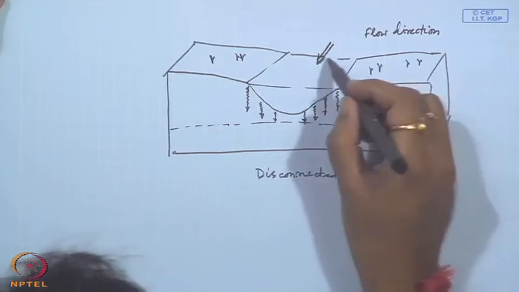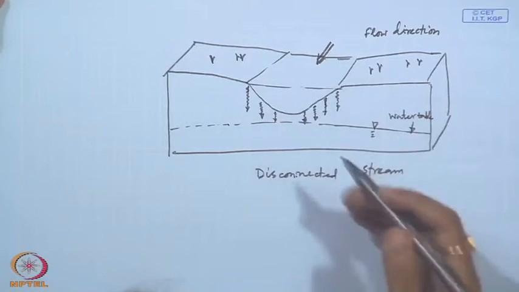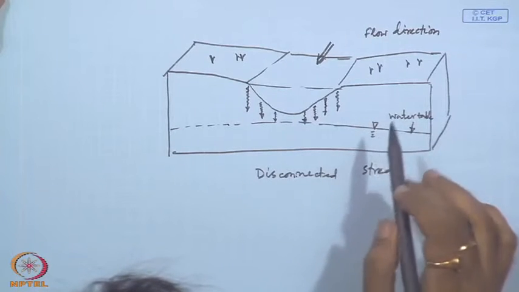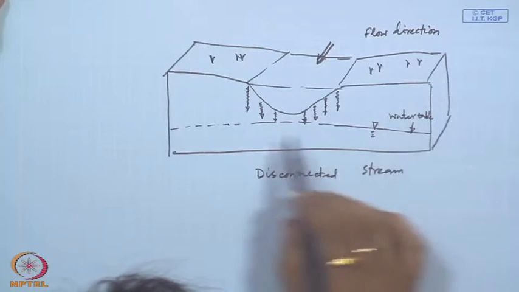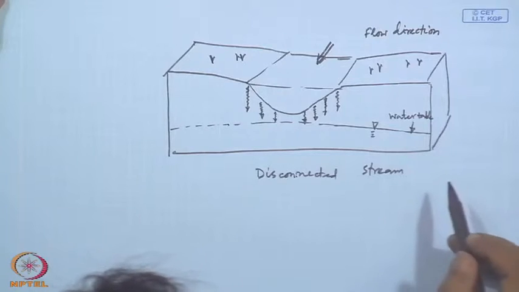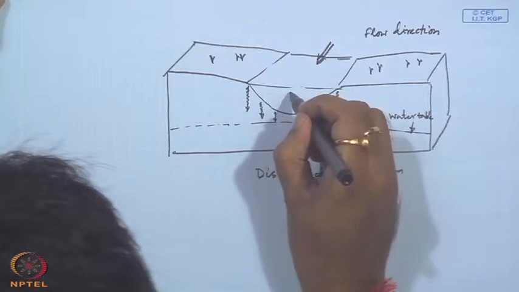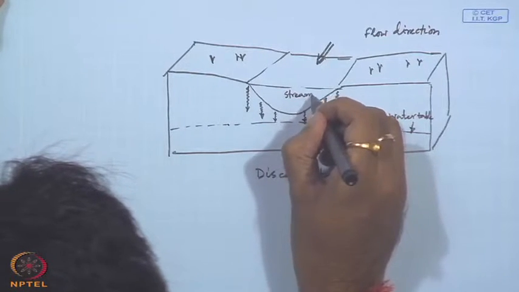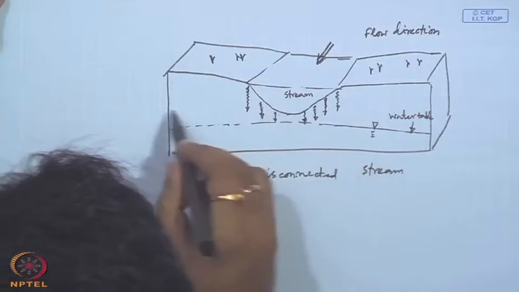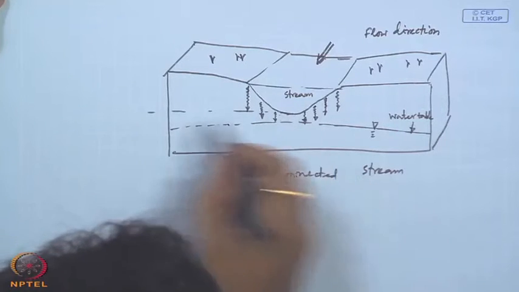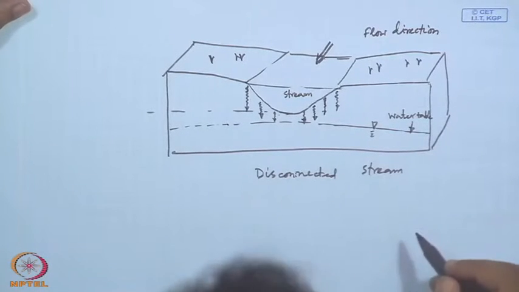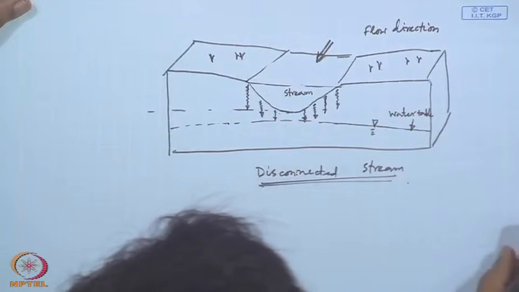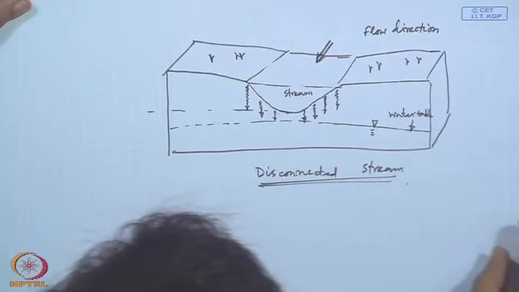So, in disconnected streams we have the groundwater table which is below the stream. This is our stream and this is our stream bed level. So, this is always below the stream bed level. So, these are called disconnected streams.